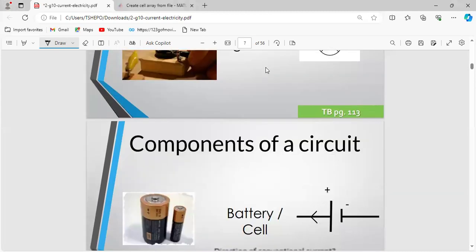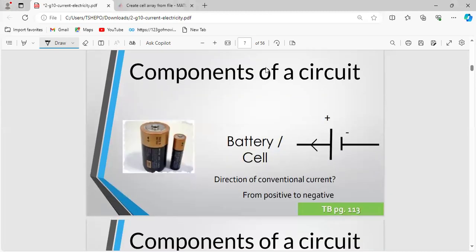So that's another component. Now let's have a look at another component. Over here we have what we call a battery, or you can call it a cell, okay? So now this is how a battery or a cell in real life looks like. I know we are all familiar with the picture.